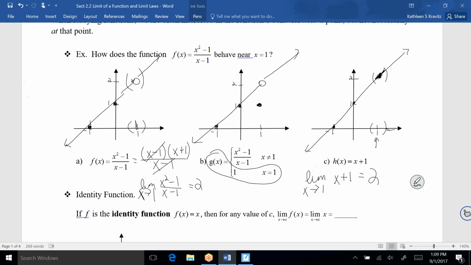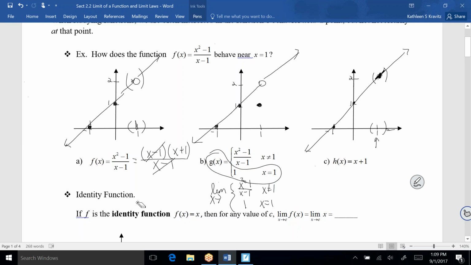So let's see. I'll write it down here. The limit when x gets close to 1 of this piecewise defined function. So this is x squared minus 1 over x minus 1 when x is not equal to 1, and it's equal to 1 when x is equal to 1. So that's what our function is. All right, so let me erase this one over here, get this out of the way. We want to talk about what this specific limit is now.